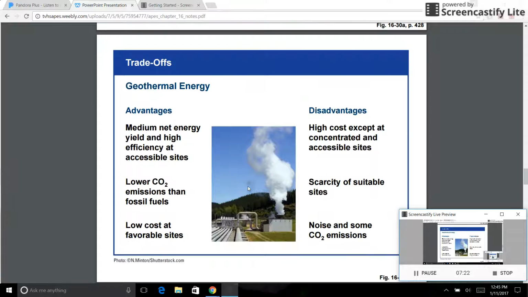So advantages, disadvantages of geothermal. Medium net energy. Anytime you get it into medium and high, you're talking about something that's realistic for the future to be an energy source in the long run.